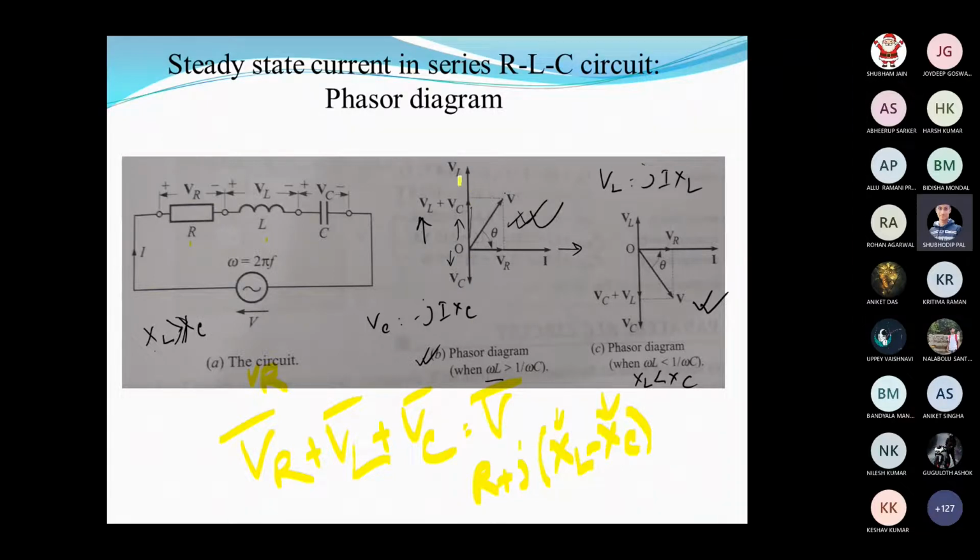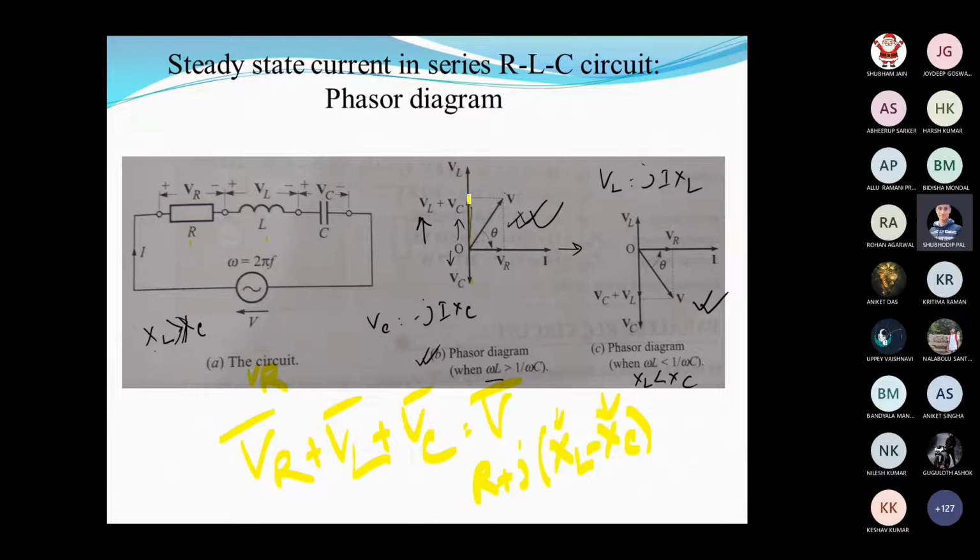So depending on the VL plus VC, the resultant will be, say if omega L, XL is greater than 1 by omega C, that is XL is greater than XC. In that case, VL plus VC is coming like this, and then this plus VR, we are getting the resultant. So this is the resultant power factor angle.